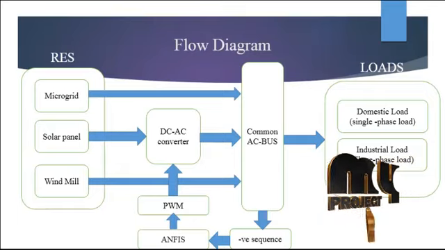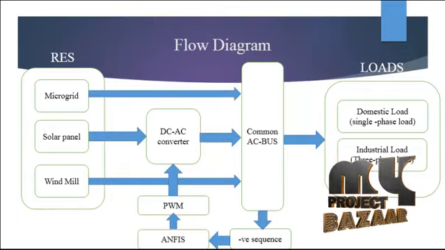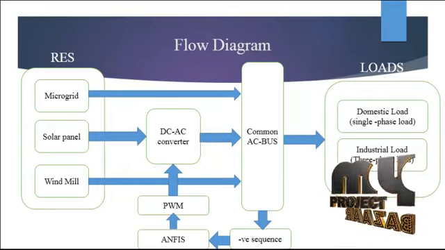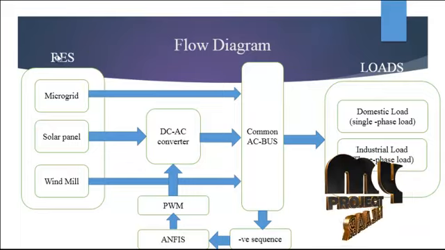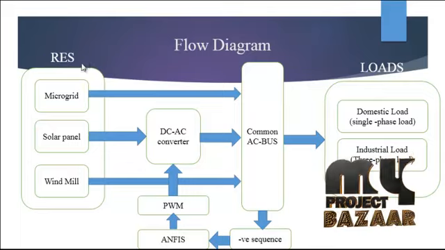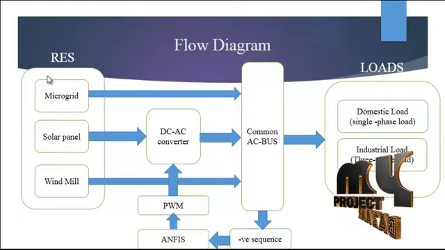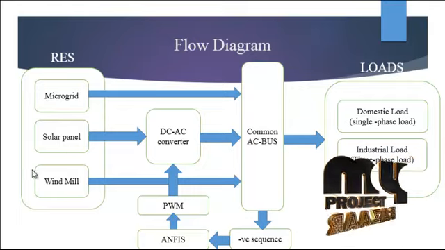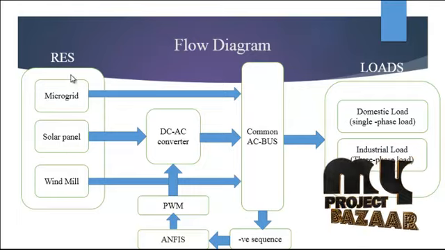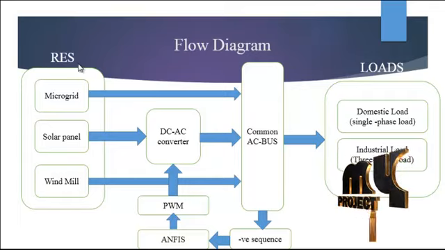Next we are going to discuss the flow diagram of the project. First we see the renewable resources. This is a renewable energy system with a microgrid, a solar panel and a wind turbine. These are the renewable resources.